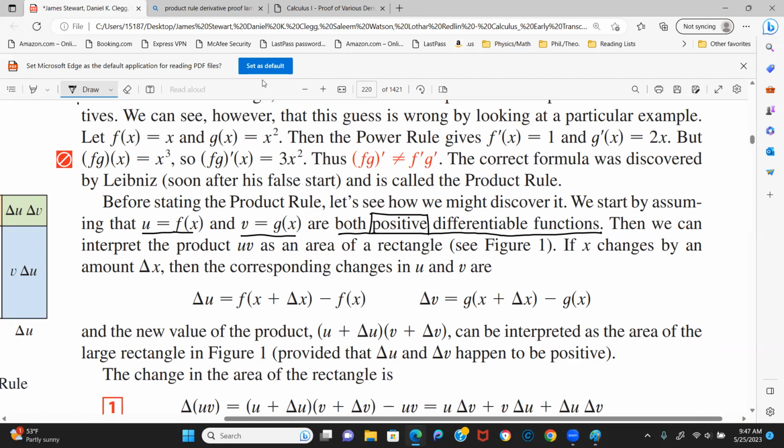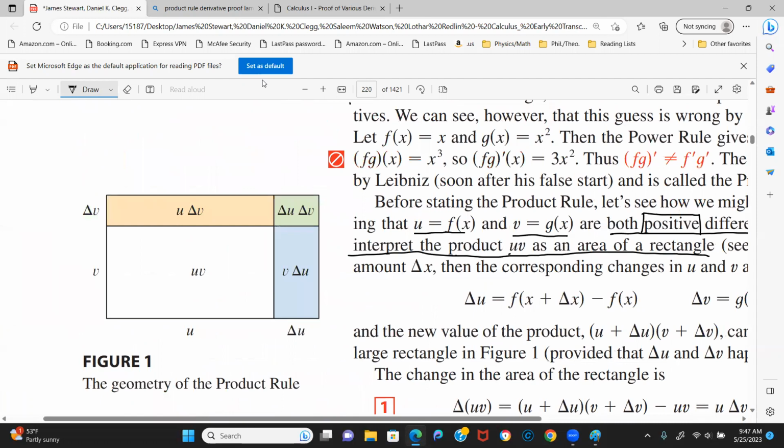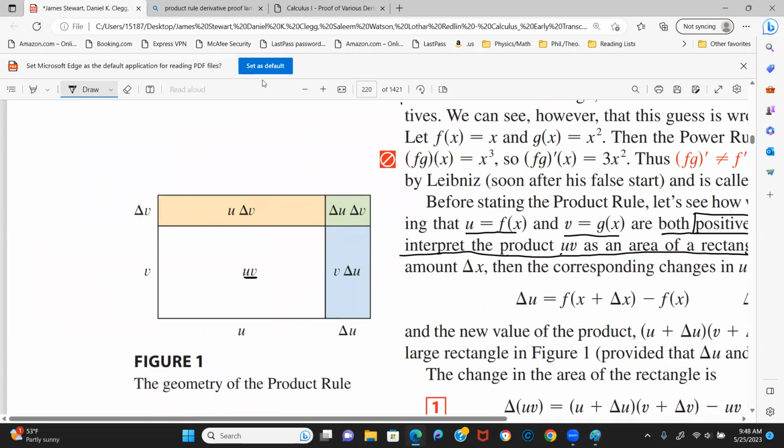Of course, in practice, functions could be positive, negative, all over the place. Now here's the point where we're going to interpret the product of the functions as an area of this rectangle right here. So u times v is the product of the functions, where v is g of x and u is f of x. Since these are positive numbers, you can construct this rectangle, and the area will be the product of the functions.